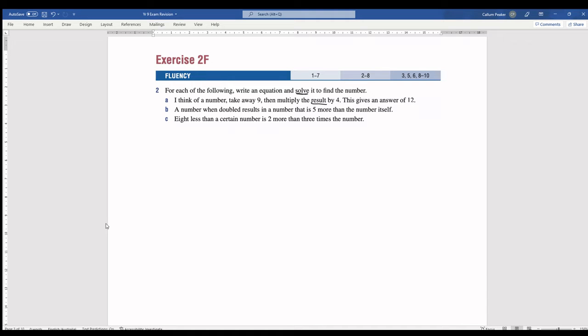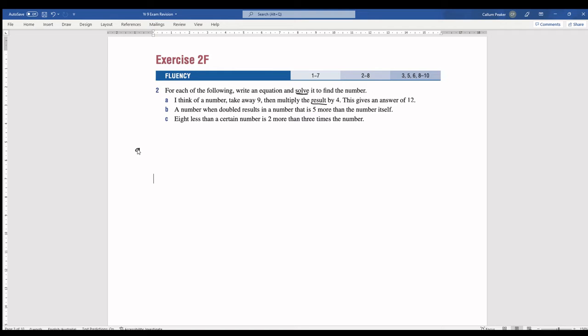Hello and welcome to part 2 of this series where I go through examples from each of the topics we've covered in this unit. So in this video we're looking at exercise 2F, and I've just taken question 2 from this exercise, and what we'll do is we'll work through a couple of these and I might even give you some time to solve one of them yourself, and I'll show you some of the thinking that I use when solving these problems.